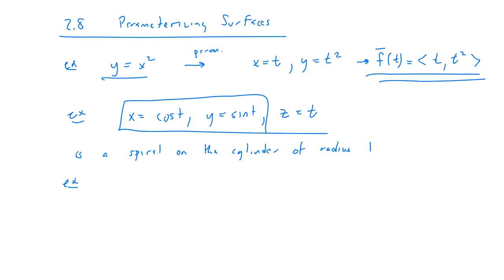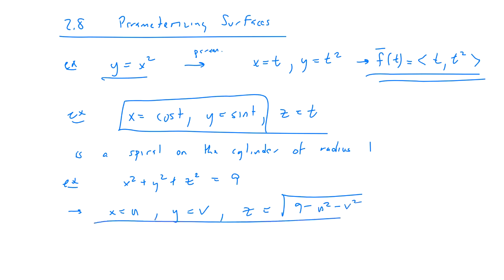So let me look at one. Here's a sphere. And the idea is there's always an easy way to parameterize a surface if you really want to. So let me parameterize this. Now we have three variables, so instead of just the one t, we're going to have to use two. I'm going to let x be some variable, let's call it u, y be some variable, let's call it v, and then just solve for z in terms of the other two variables.